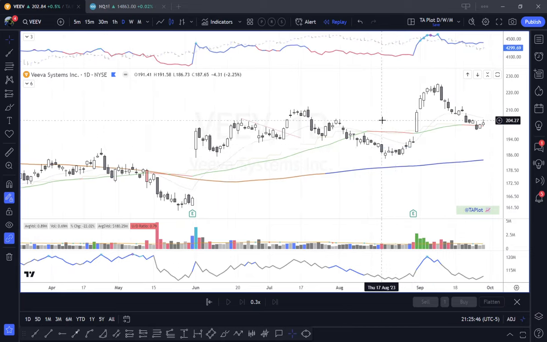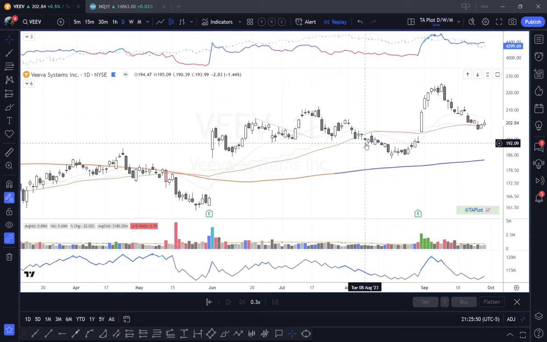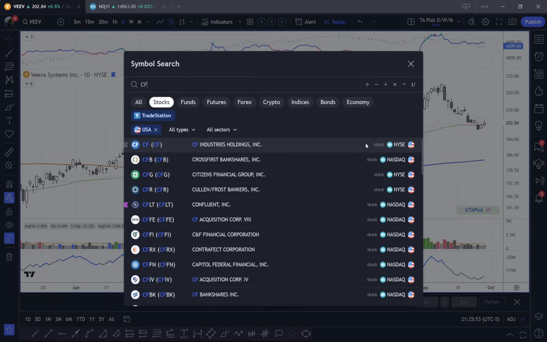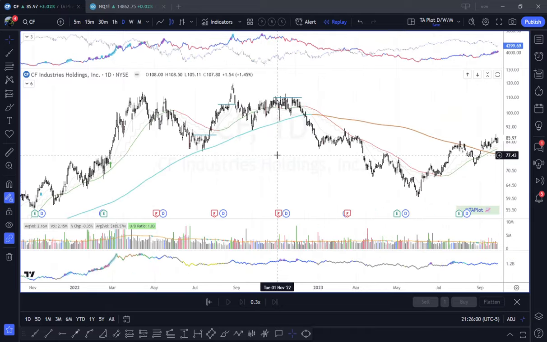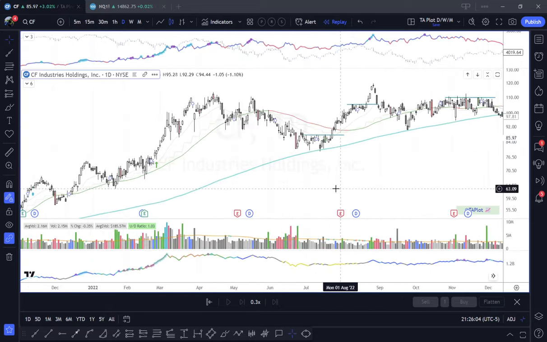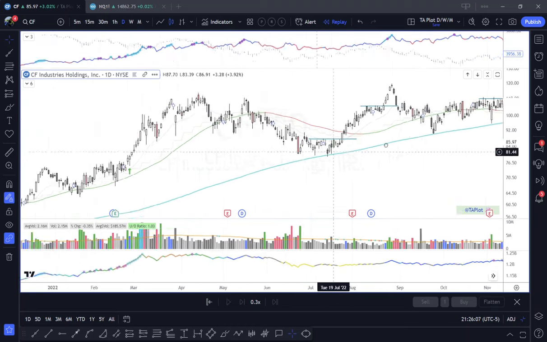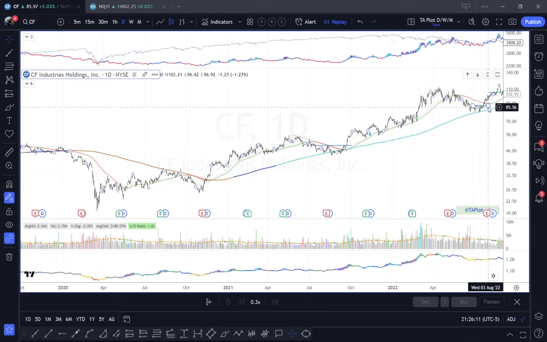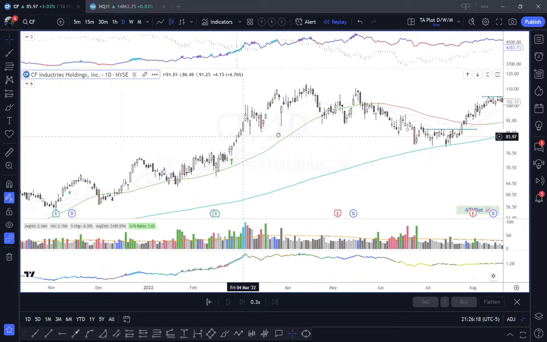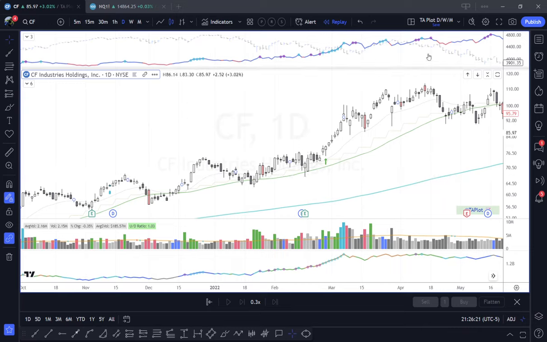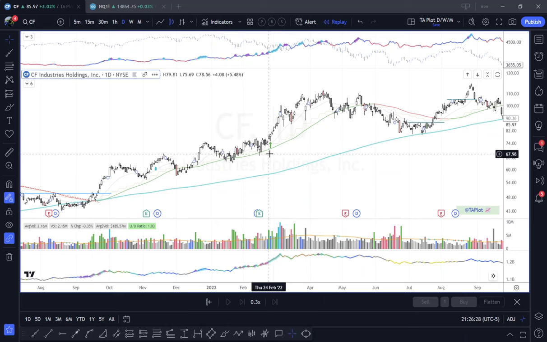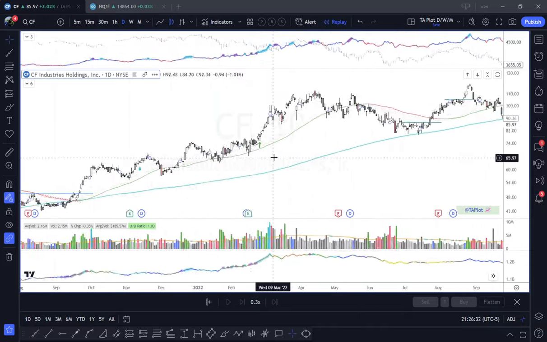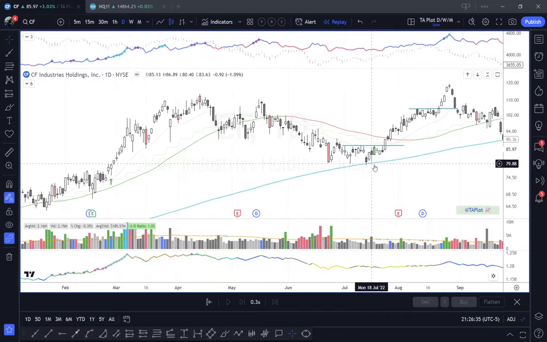Hopefully, in showing you examples like this, it will make this resonate in your brain. CF was one back from 2022. I didn't buy it. I was watching it, and I remember it very well because I rarely buy stuff that goes all the way down to the 200 MA. But this wasn't a clear uptrend. If you guys remember, fertilizer stocks in this area were just ripping, really strong. So that's why this was on my list alongside a few other fertilizer stocks that were really strong that year, and it pulled back all the way to the 200 MA.